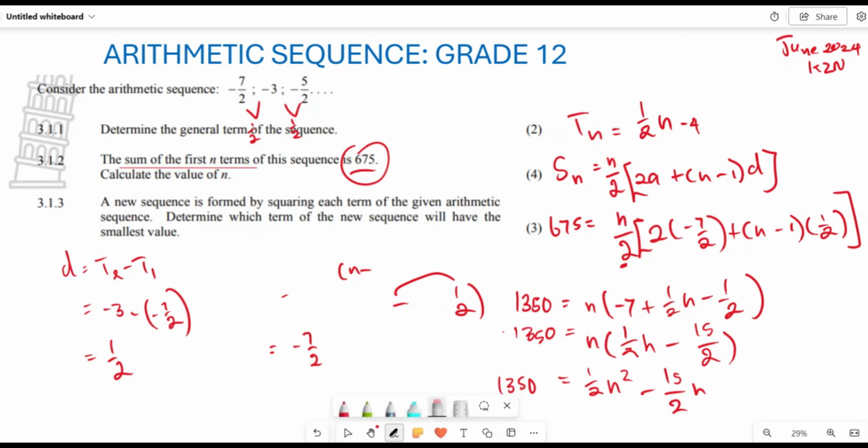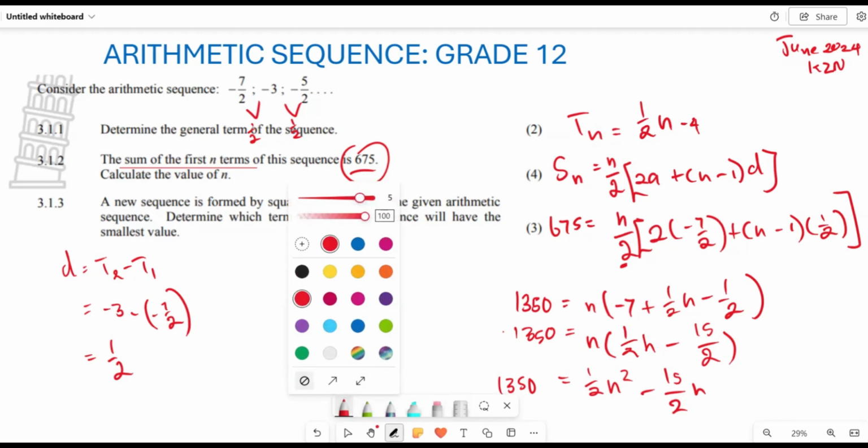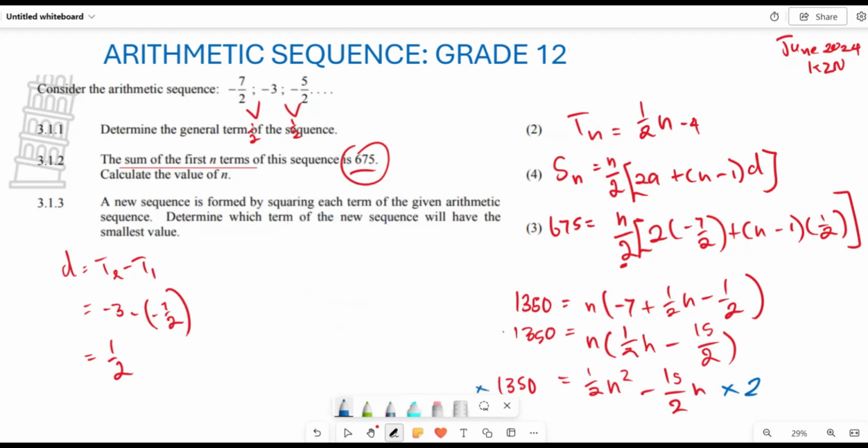Let's make up our space here so that we can see. So from here, let's say we multiply by 2 everywhere. We multiply this side by 2 and the other side by 2. What is it that you're going to end up having here? 1350 multiplied by 2 gives you 2700 equals, now here you're going to have n squared subtract 15n, if I'm not mistaken. Yes, subtract 15n.